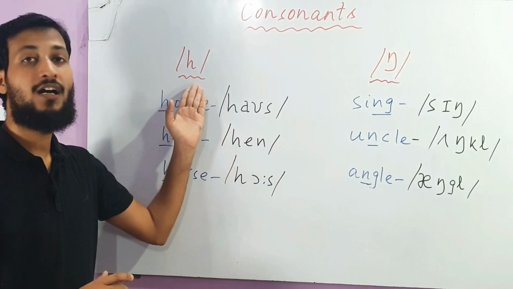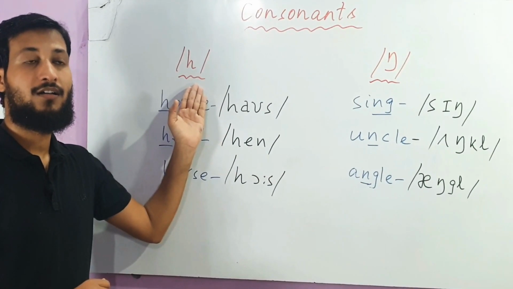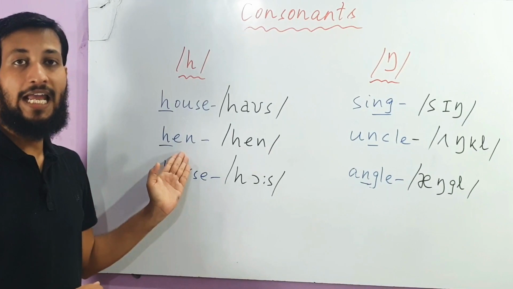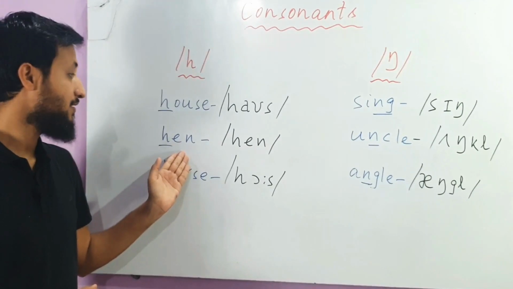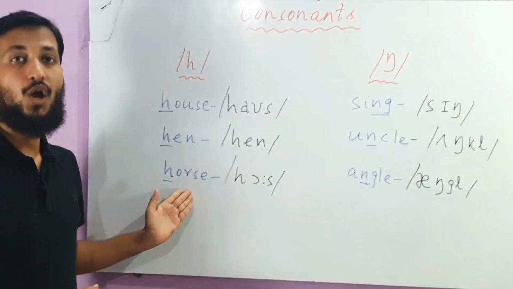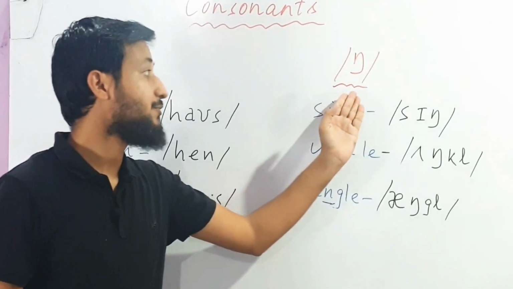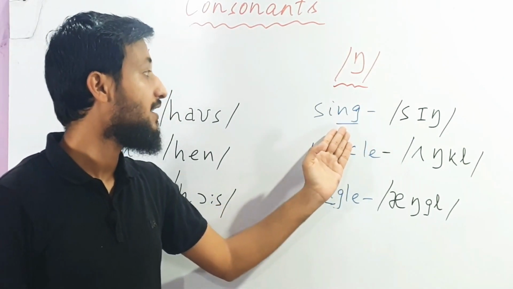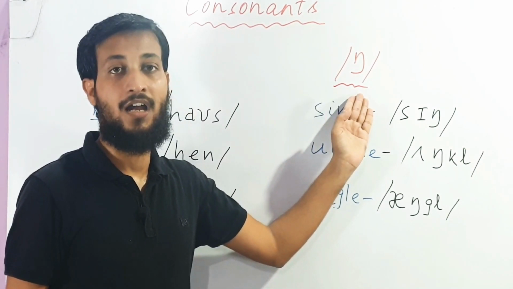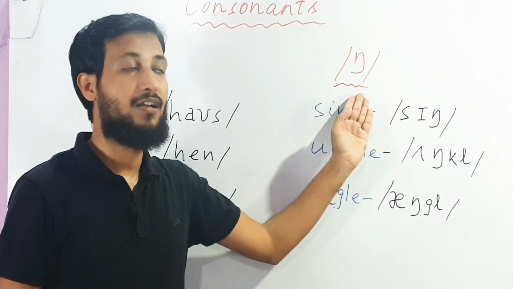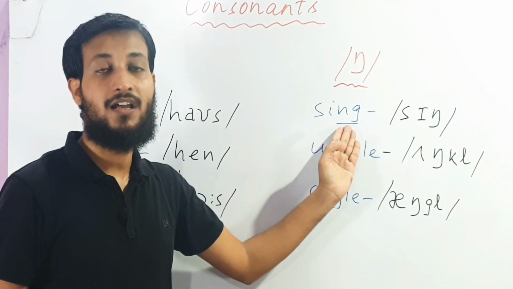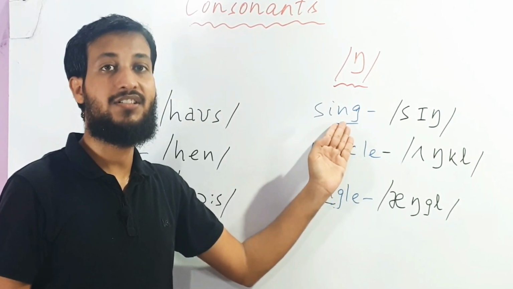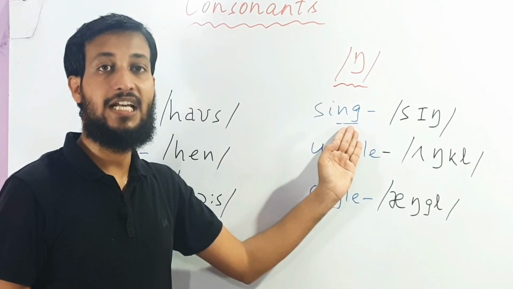The next sound is h, as in house, hen, and horse. And the last but not the least, this sound is a little confusing, so pay attention. This is ng, like in sing. This is not singer, just sing.